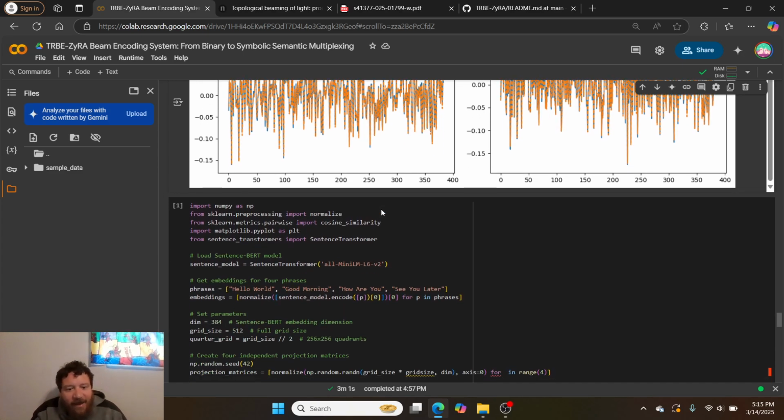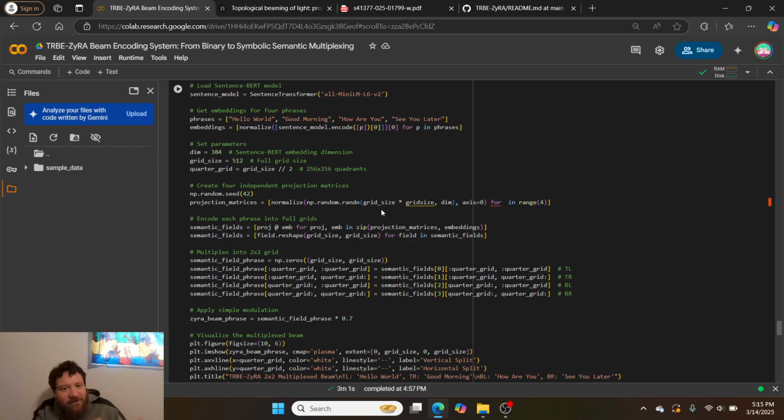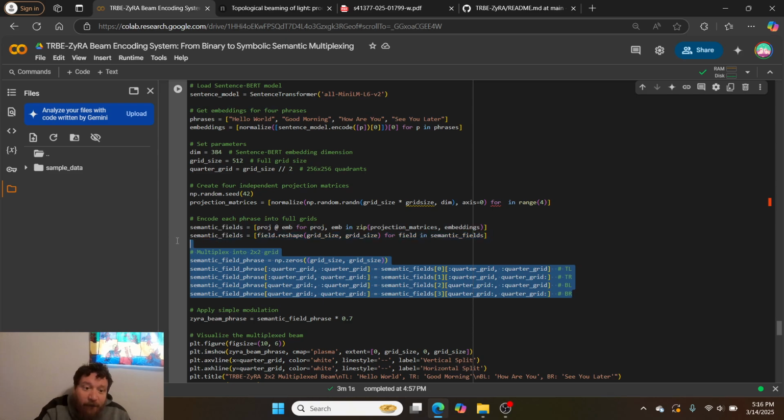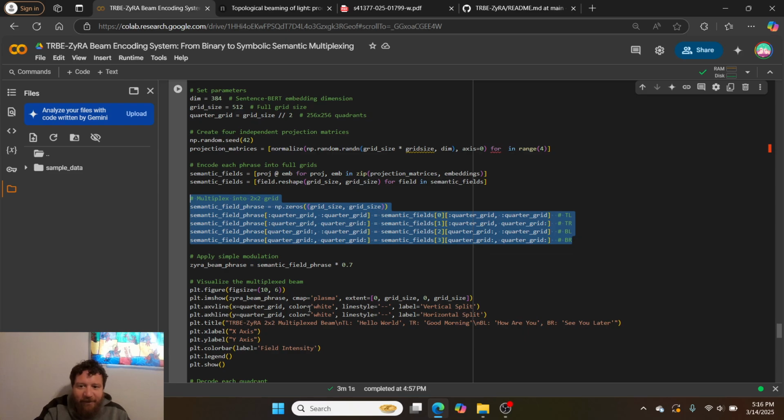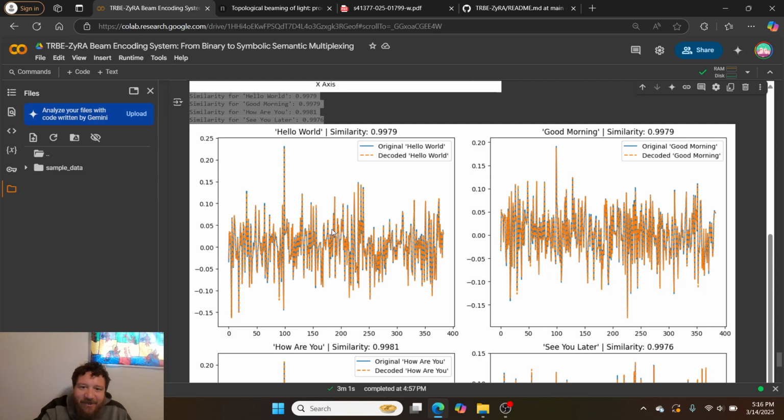And then the last and final test within this: can I actually split it into four? So "hello world," "good morning," "how are you," and "see you later." And then essentially build this out, and in this instance I need to beef up the projection grid and make it quite a lot more significant, because the projection grid is having to project light into four different streams.